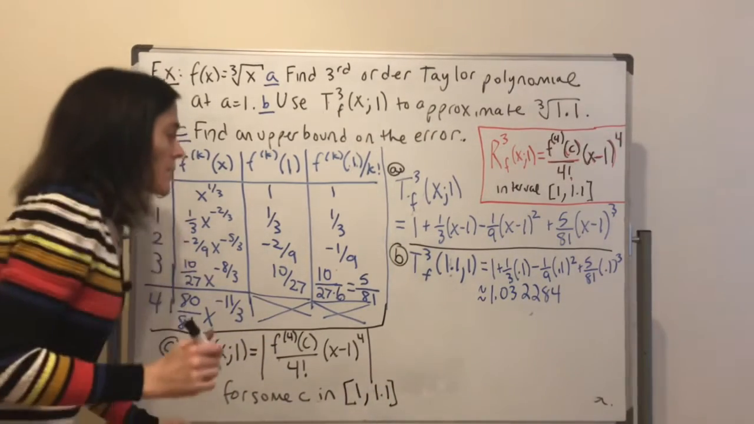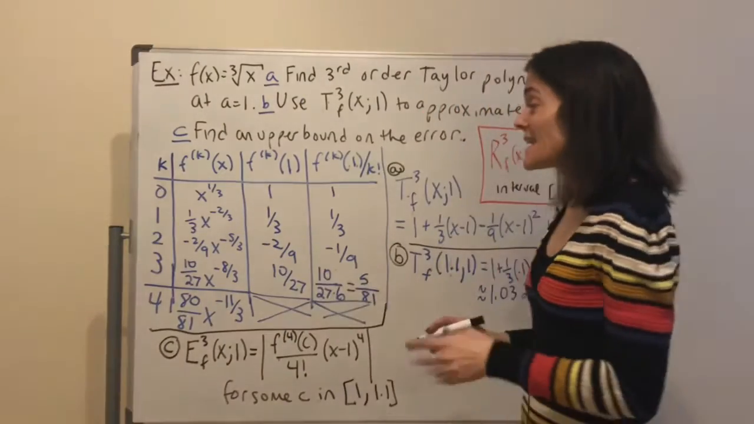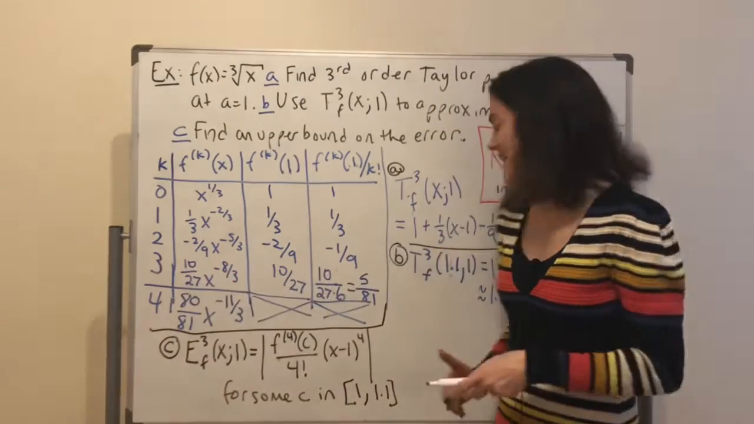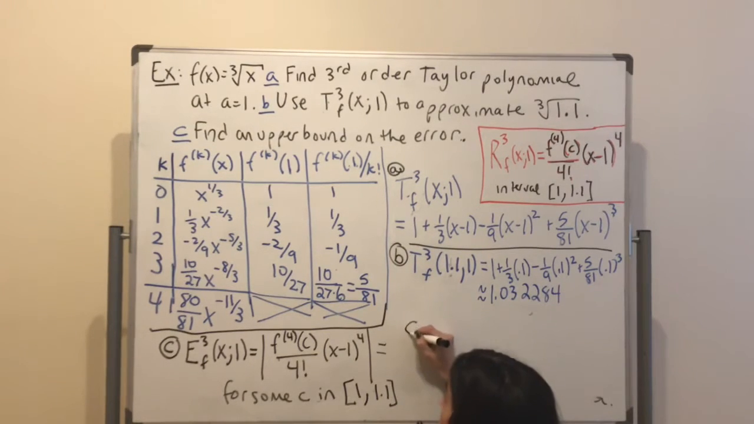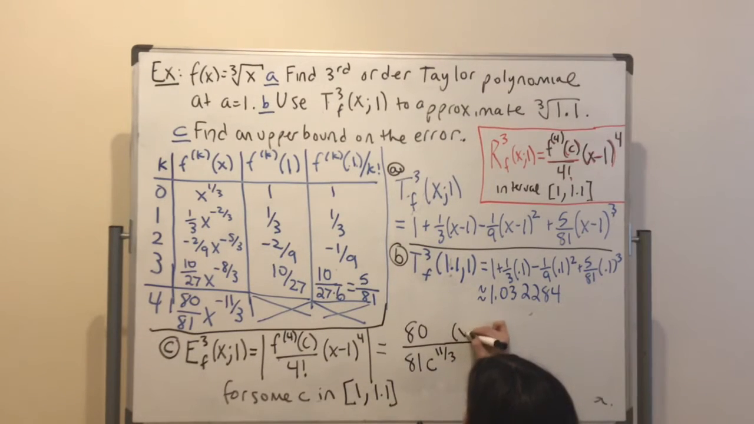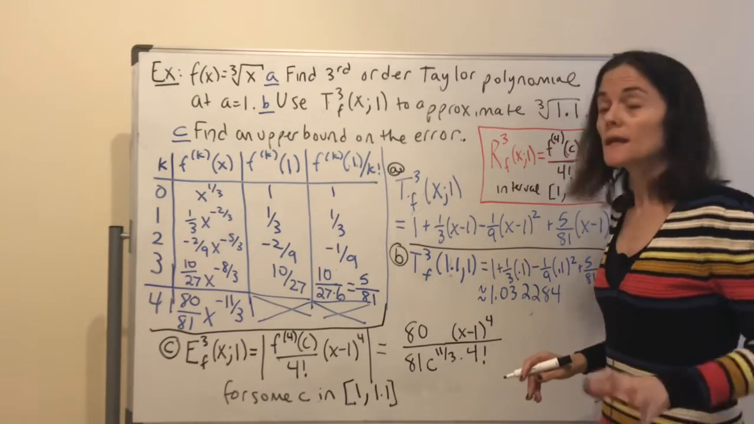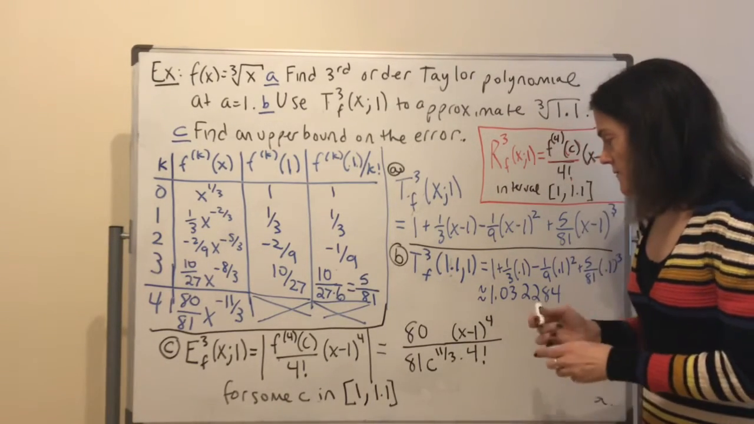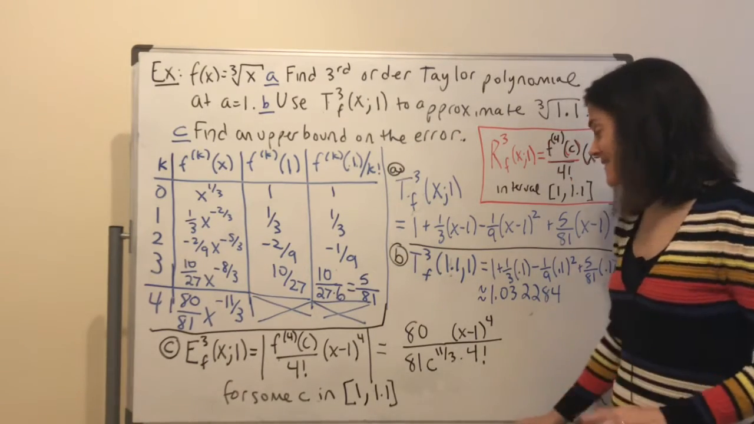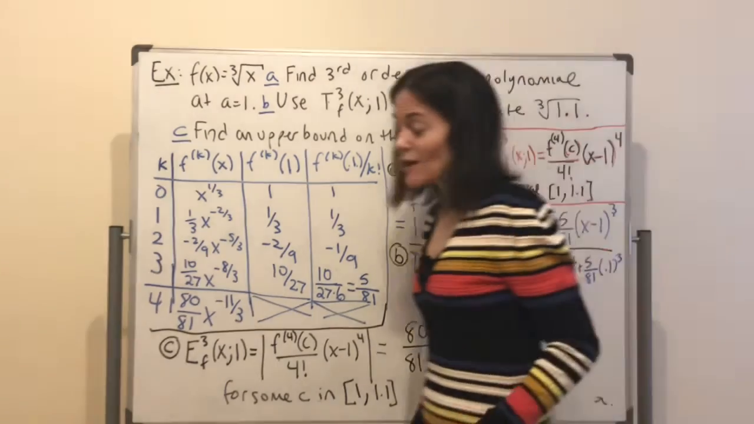Okay, now I'm going to write, well, see, this is why I calculated the fourth derivative already. So if I fill it in, this is 80 over 81, and then I have C to the 11 over 3. And then I have this part, (x minus 1) to the 4th over 4 factorial. So far, this is exact, equals. But this is a very important step, what I'm about to do. And this is something that students struggle with.